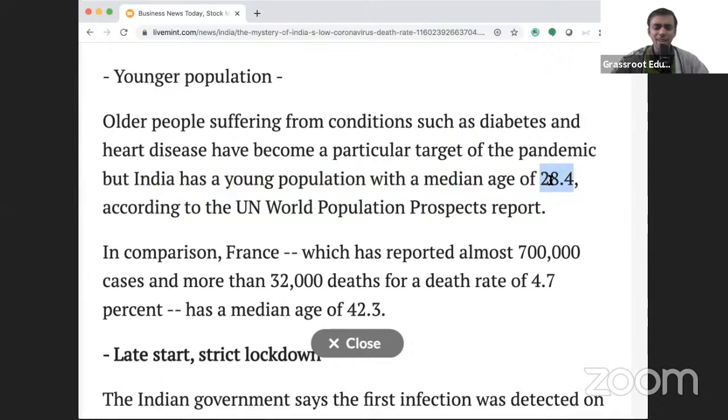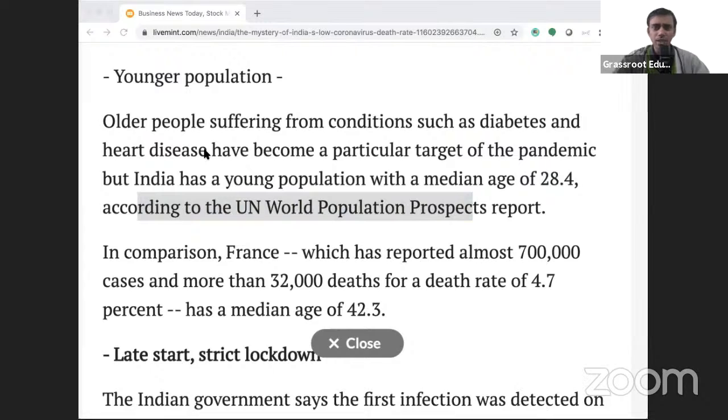What do you mean by median? Median is like if you arrange, say, 10 data points, the one in the middle, that's called the median. So it is somewhat like the average, not exactly, somewhat. So that is 28.4, the median age in India, according to the UN World Population Prospects report.